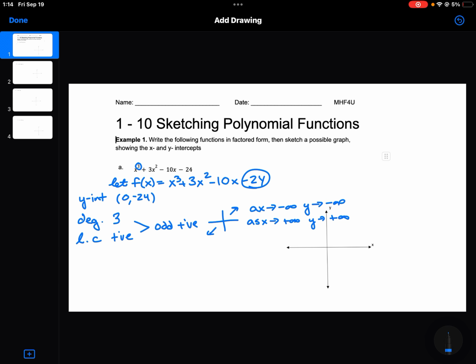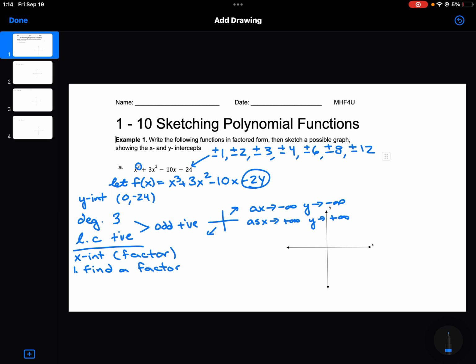So for x-intercepts, I'm going to factor. I want to find a factor first. I know that all of my possible factors are factors of my last term, because my a value happens to be a 1. So possible factors of 24: plus or minus 1, plus or minus 2, plus or minus 3, plus or minus 4, plus or minus 6, plus or minus 8, and plus or minus 12.